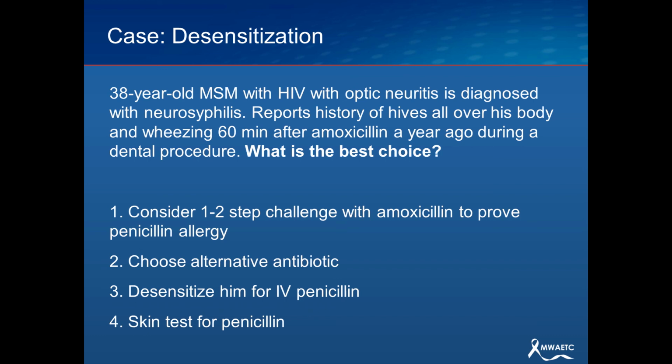So this patient has neurosyphilis and needs penicillin, but this patient had hives all over and wheezing in the last year. This is considered a high-risk reaction, likely an immediate IgE-mediated hypersensitivity, looks like anaphylaxis. Hence, it's not a good choice to challenge him with penicillin because he might have a reaction. You cannot choose an alternative antibiotic here, so you need to desensitize him for IV penicillin.